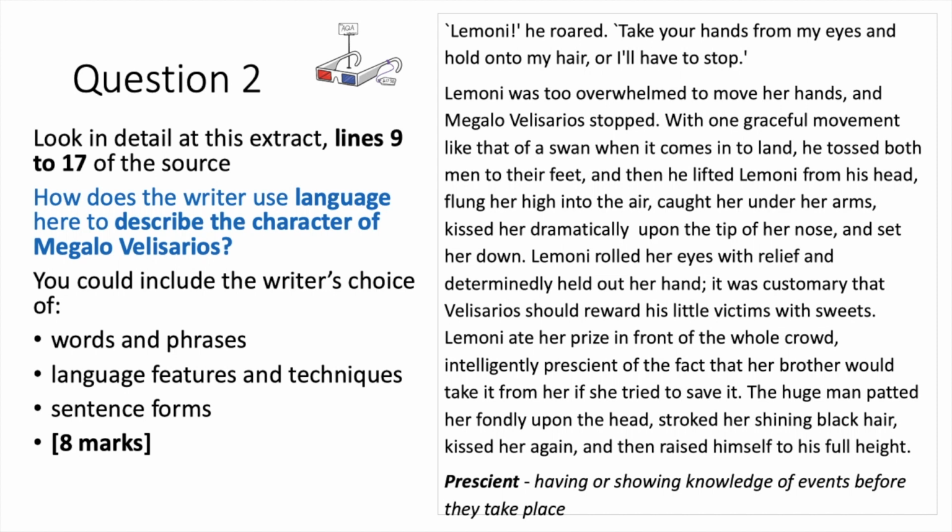As you read through this part of the text, highlight and underline any key words or phrases that have been used effectively to describe Megalo. Annotate around the extract any linguistic devices that you can find. Annotate any effects or inferences that these descriptions convey. Spend 2 minutes reading through and annotating in preparation for this question.